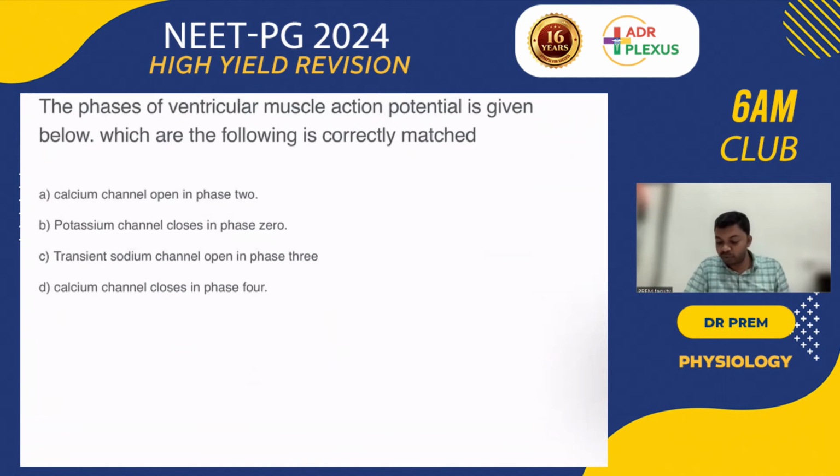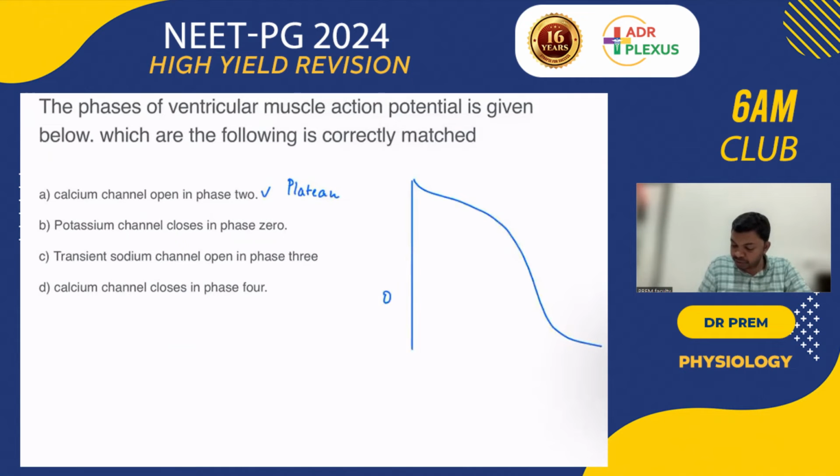The phases of ventricular muscle action potential are given below. Which of the following is correctly matched? A, calcium channel opens in phase 2. Yes, that's the right answer. Phase 2 is called the plateau phase. This is the way the graph will be, isn't it? So it's going to be phase 0, phase 1, phase 2, phase 3 and 4. So phase 2 is plateau, and that's calcium channel opening.